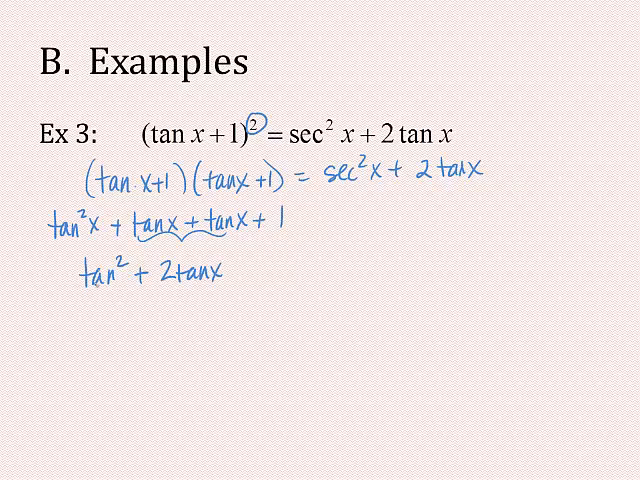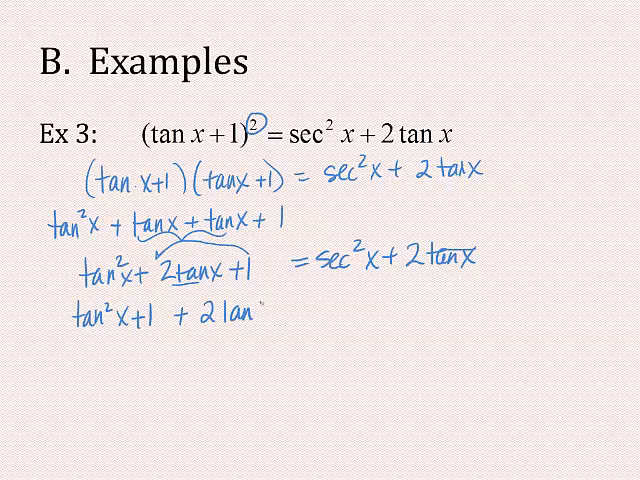Okay, notice the difference there. These two are multiplied, these two are added, plus 1. It's still equal to secant squared of x plus 2 tangent of x. We're beginning to see parts show up. Look, there's our 2 tangent x, right? Now, if I rearrange this, I can do it because it's just addition. If I put tangent squared of x, sorry, I should have my x there, plus 1 together, plus 2 tangent of x, I have not changed the equation. I've just rearranged here on the left.